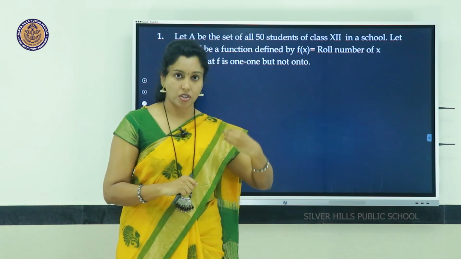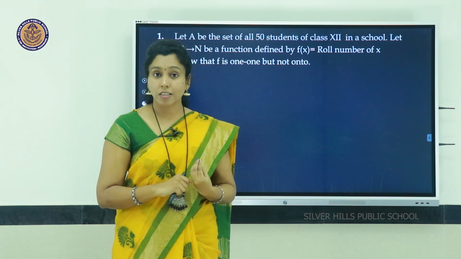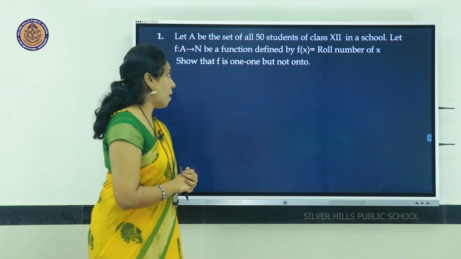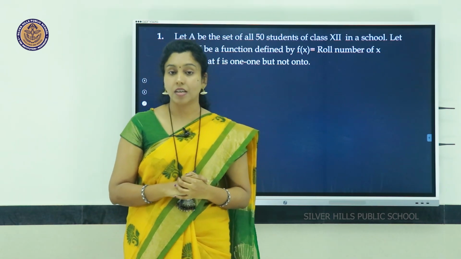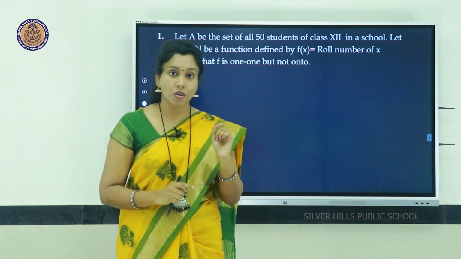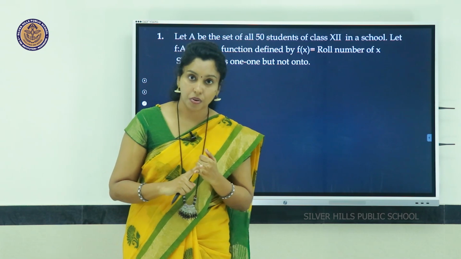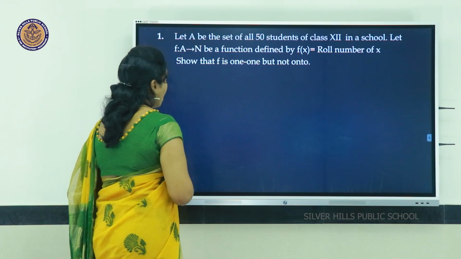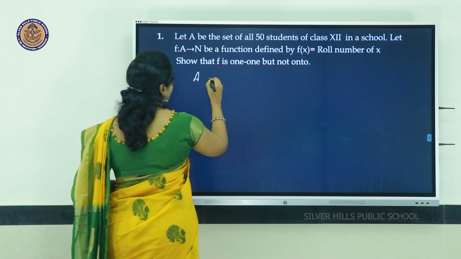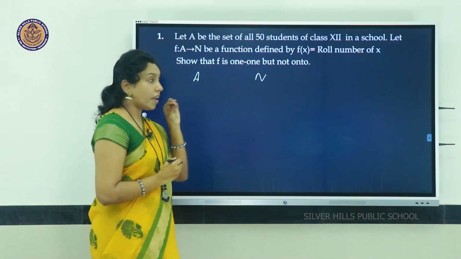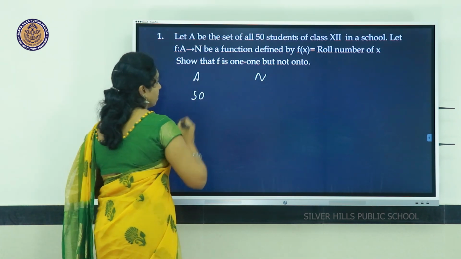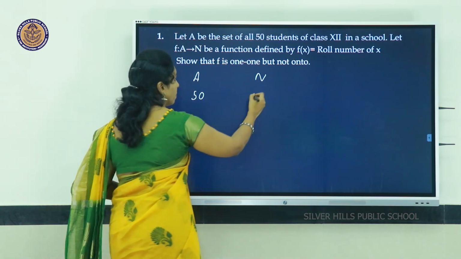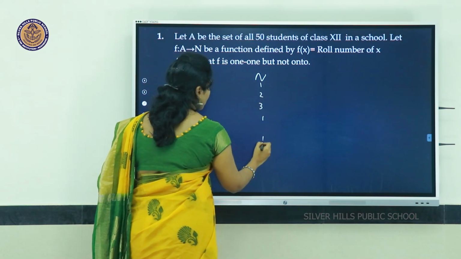And the image f of x is the roll number of each student. Show that f is 1-1 but not onto. So it's given in the question, show that the given function is 1-1 but not onto. So how can we check whether the given function is 1-1? Here the function is from A to N. So in A we have 50 students, and N is the set of all natural numbers, 1, 2, 3 it goes.